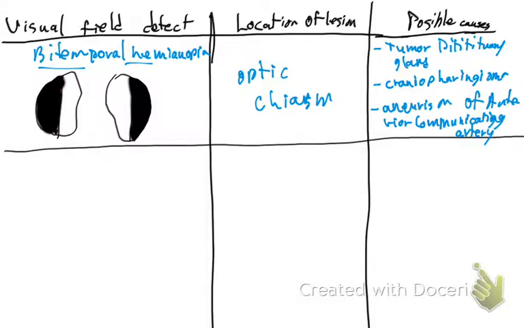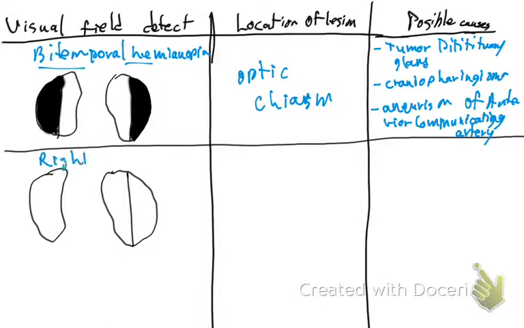So the left side is going to be totally fine. You have your left side here, totally okay. But then when we go to the right eye, it's going to be blind in the medial line or the lateral line. Which one do you think? It's going to be blind in the medial line because it's called right nasal hemianopia. That means that it is in the nasal area. So this is right nasal hemianopia.